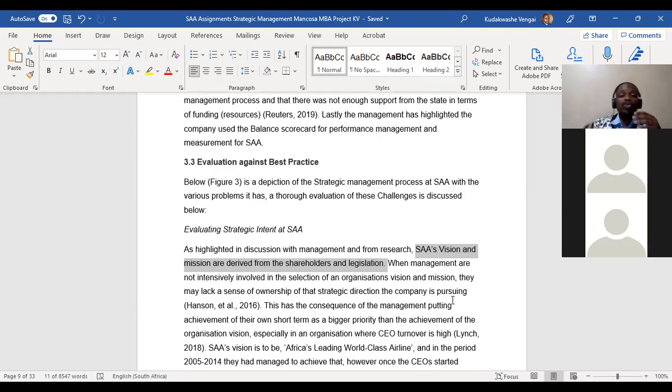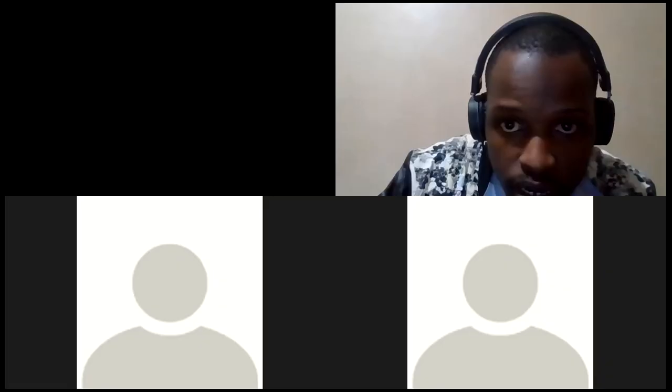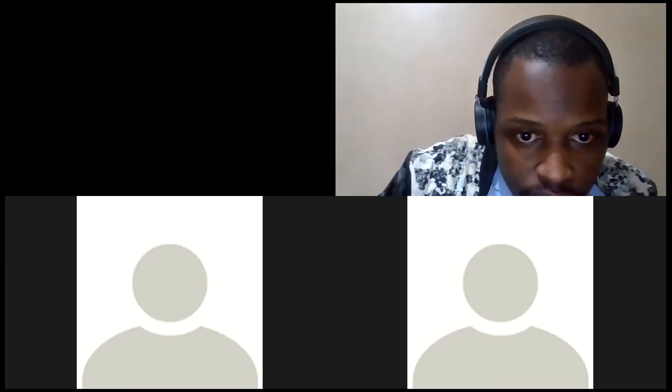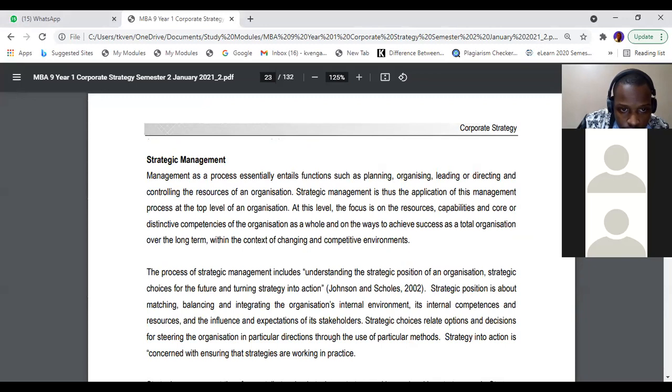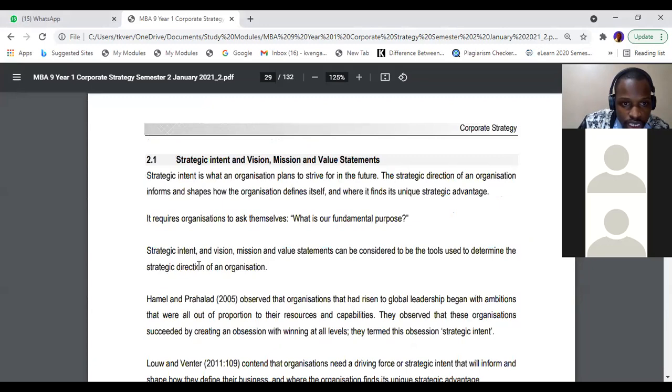So again, let's pick another example. Maybe they have a mission or a vision, but again, from your notes, I don't know if it's in your notes. Let's check if it's in your notes, or I might have to give it myself. Just hold on. Let's move. Let's check your notes. Okay, right, let's see. Is this in your notes? I hope it is. Yeah, it's in your notes, right? Strategic intent, mission, vision, and value statements of an organization. Okay, let's see.